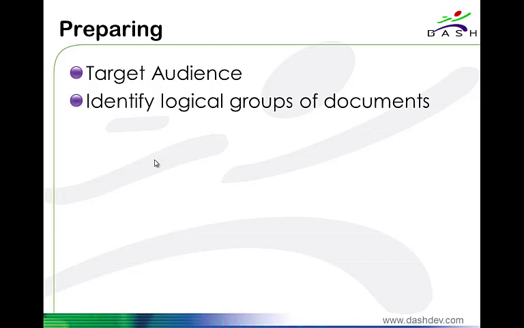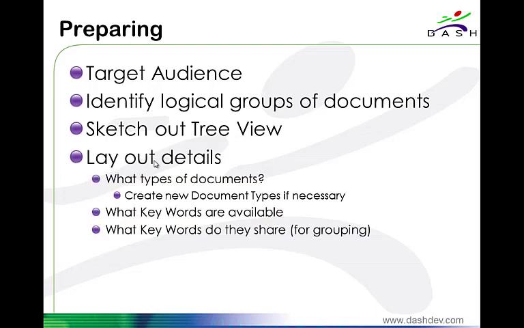Identify the logical groups of documents that apply to that audience and sketch out your tree view or your folder hierarchy as you go. Lay out the details then. What types of documents? Maybe you need to create some new document types if that's necessary. Ask yourself what keywords are available, and you can do a little research into your existing system to figure out which keywords apply to which documents.